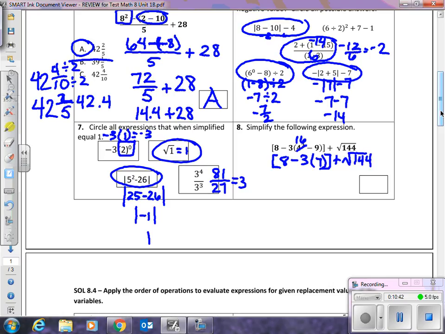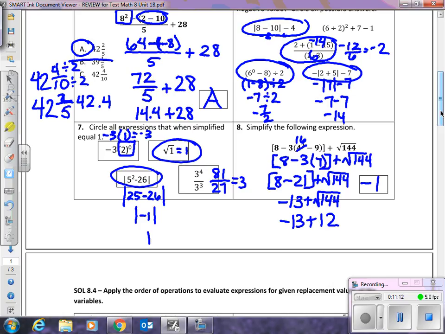All right, stay inside the brackets and get all of that down to one number first. So inside the brackets, multiplication needs to be done next. So 3 times 7 is going to be 21. And staying inside the brackets and doing the subtraction, 8 minus 21 is going to be negative 13. And then we can come out here and take care of the square root. The square root of 144 is 12. So now we go to do negative 13 plus 12. The final answer is negative 1.